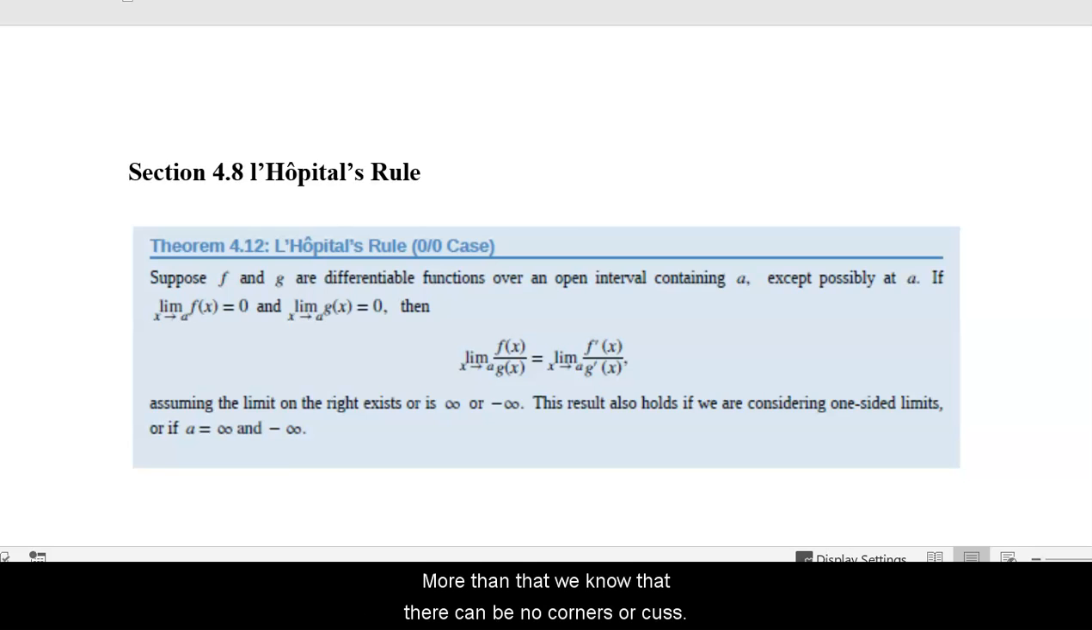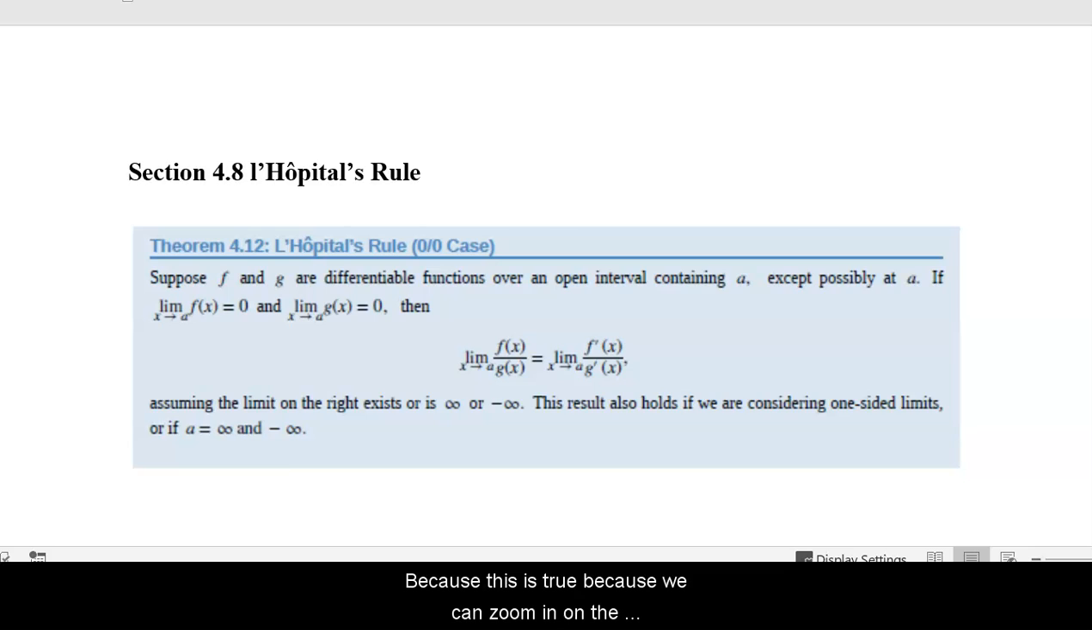More than that, we know that there can be no corners or cusps or vertical tangent lines in the open interval except maybe at a. This means that when we look at any particular section of the curve except directly at a, if you focus in tight enough and zoom in closer and closer, this curve will eventually begin to imitate and look similar to its tangent line, just like we learned in the linear approximation theorem in this chapter.